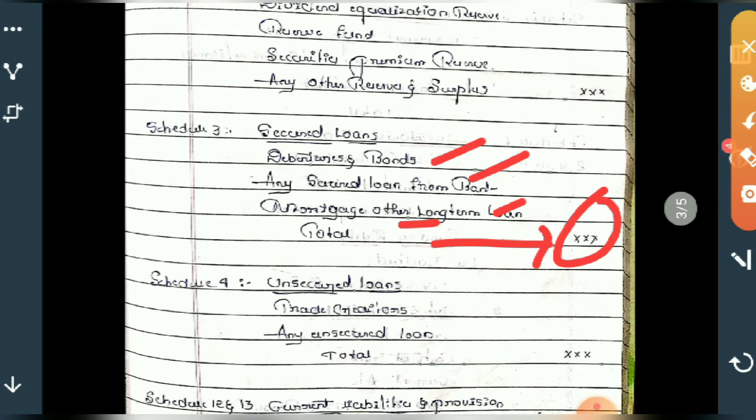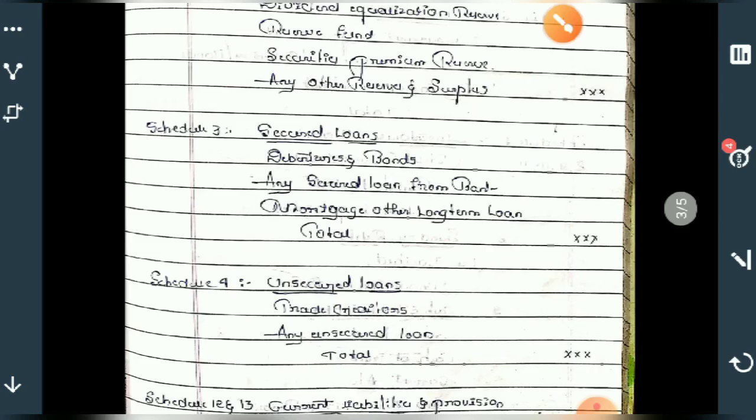Then unsecured loans, Schedule number 4. Unsecured loans means you have taken loans from banks or any persons and you have not secured any of your assets. That is called unsecured loans. So any creditors, any unsecured loan, if any, you have to total it and take this amount to your main balance sheet format. That is Schedule number 4.